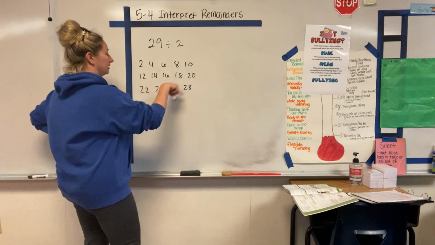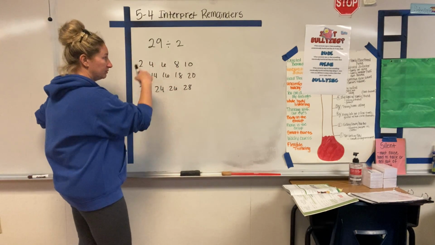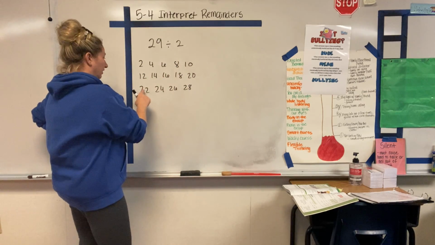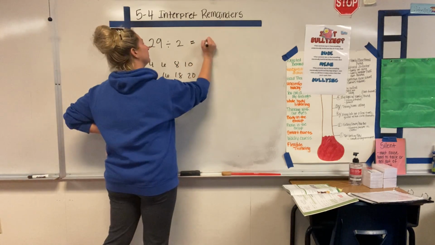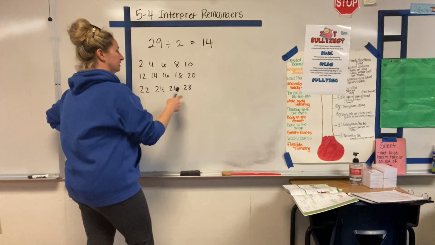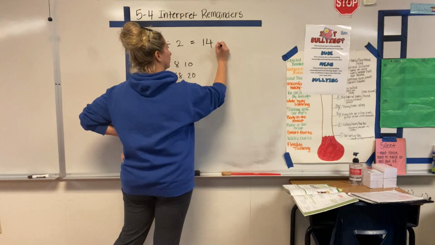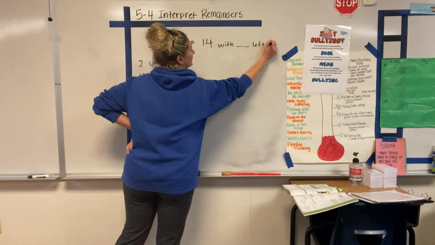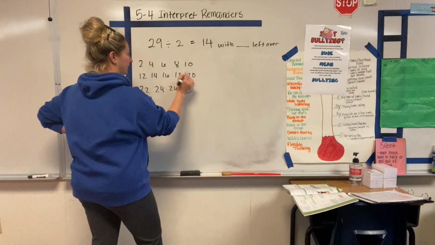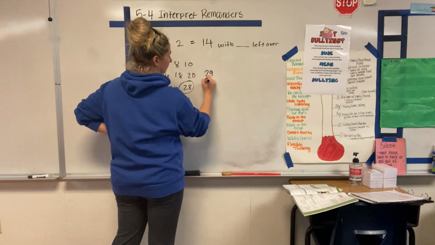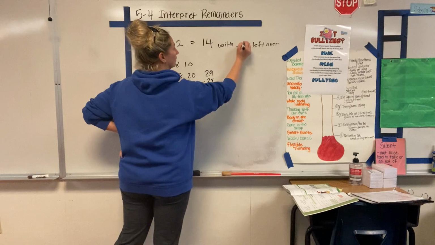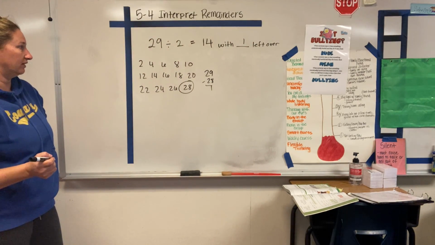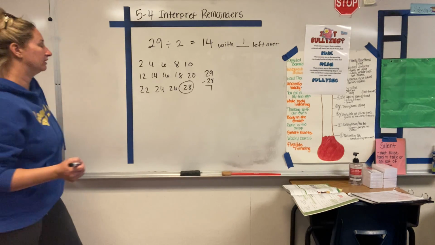So I'm going to count how many multiples of 2? 1, 2, 3, 4, 5, 6, 7, 8, 9, 10, 11, 12, 13, 14. So 14 multiples of 2 with blank left over. Okay, so I stopped at 28, so I have to do 29 minus 28, that's 1. So 1 left over. So 14 with 1 left over. Now if I did it with the algorithm, it would look like this.